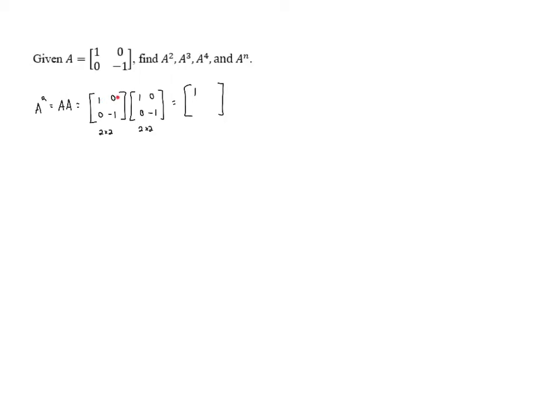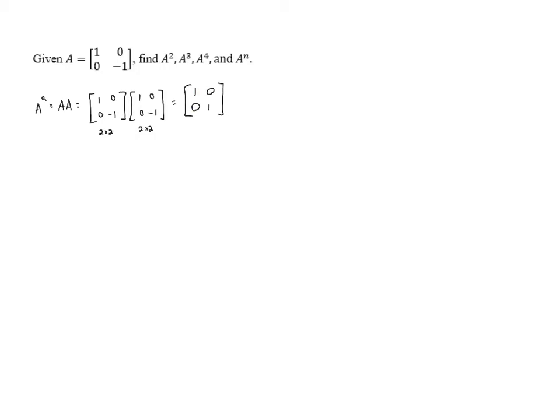For the next one, we take the inner product of the first row and the second column. 1 times 0 is 0. 0 times -1 is 0, so we've just got 0 there. Similarly, we're going to have 0 for the third entry, because we've got 0 times 1 and -1 times 0. For the last entry, we've got 0 times 0 and -1 times -1. So that's 0 plus 1, which equals 1. So A squared is the 2 by 2 matrix with elements 1, 0, 0, and 1.